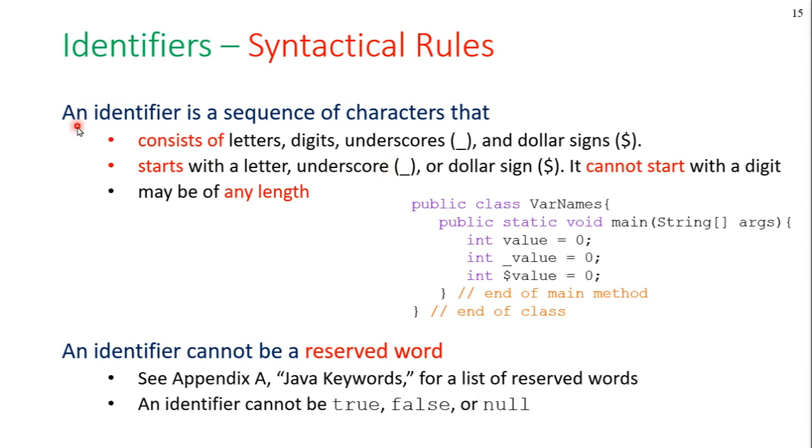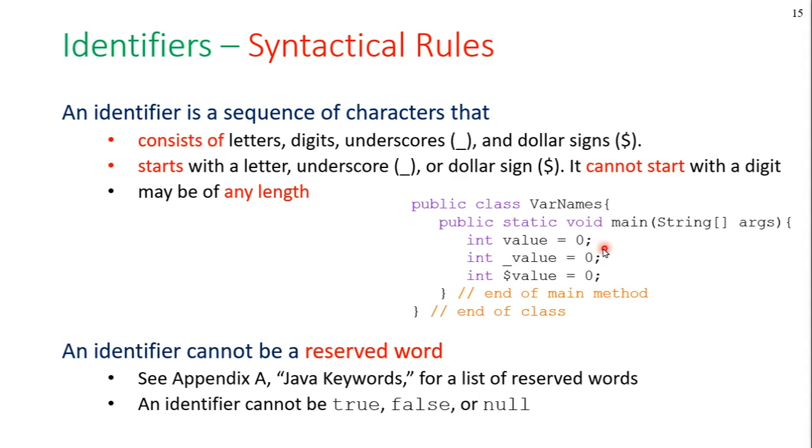The idea here is that we have been using variable names like value, things that are English words, or maybe several English words one after the other. So we use the camel case notation. But Java is a little bit more open than that. Java allows you to start the name of a variable with an underscore symbol or even with a dollar symbol.